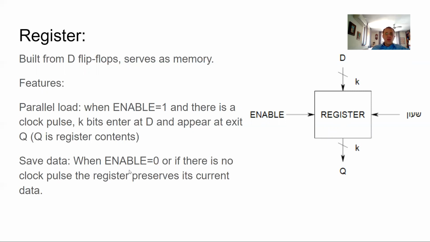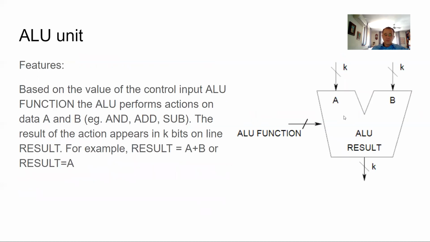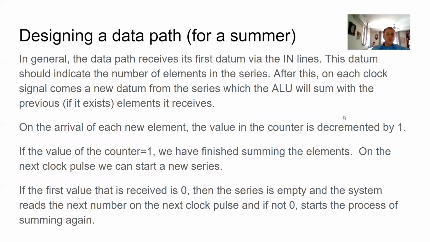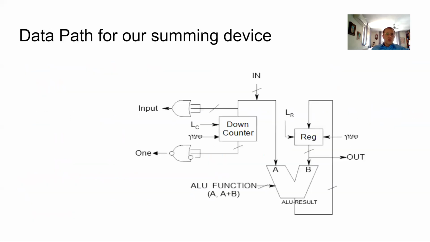It saves data when enable equals 0, or if there is no clock pulse. Notice if I enable it and I write, and I leave the enable on, then on the next clock pulse I'll get the new data. But if I want it to really act as a saver, as a real register, then I have to turn it on for one clock pulse and then turn the enable off, and it'll stay there. Well, we knew all that. All right, we're going to have to stop soon. Just one more thing.